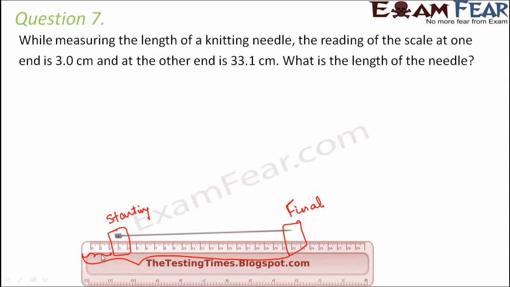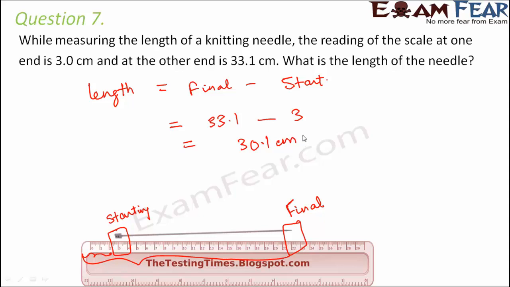And what is the length of the needle? Length of the needle is this total distance minus this total distance. So then you are left with the length of the needle. So basically the length of the needle would be equal to the final reading minus the starting reading. So the final reading in this case is 33.1 centimeter minus 3 centimeter. So this is equal to 30.1 centimeter. So 30.1 centimeter is the length of the knitting needle.